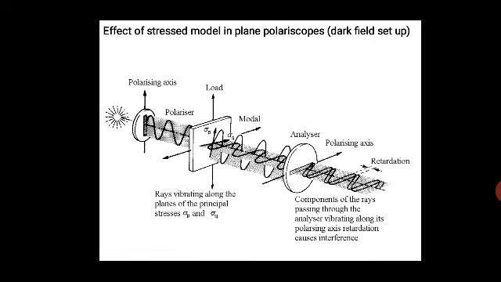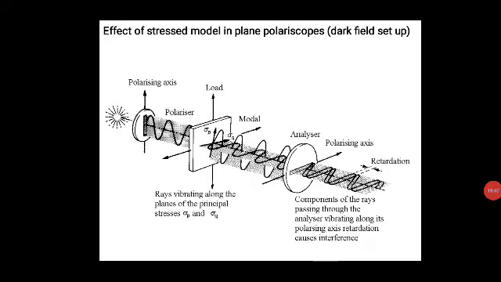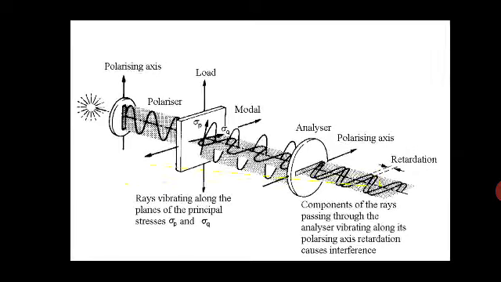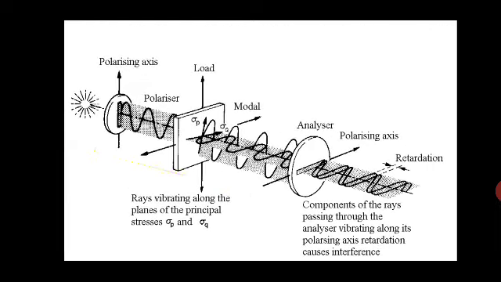Next is the effect of a stressed model in a plane polariscope. How we can observe the stressed model in a plane polariscope is given clearly in the sketch. The plane polariscope with a stressed model, in such a setup, is called a dark field setup. You can observe in the sketch the same pattern we considered for a simple plane polariscope.